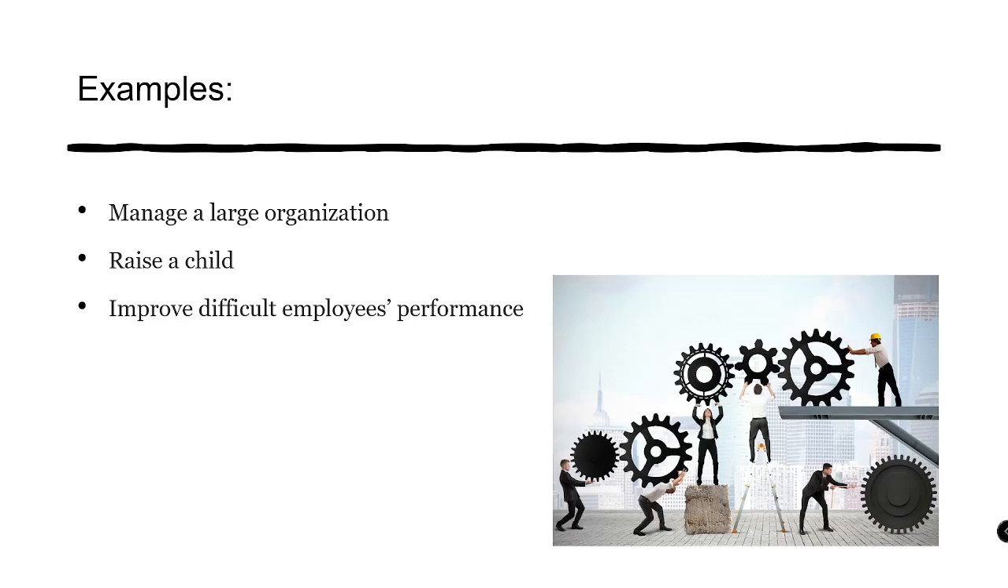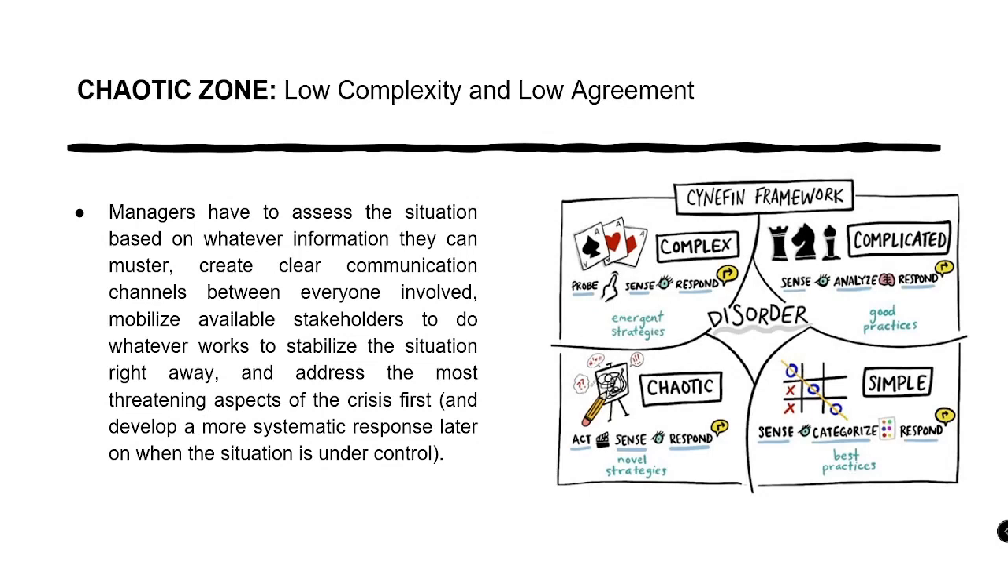These are some real-life examples of the complex zone: manage a large organization, raise a child, improve difficult employees' performance. If the complexity is low and the agreement is low, then it's called the chaotic zone. This domain is characterized by a lot of uncertainty, unpredictability, and disagreements. In this domain, there is no clarity on the requirements, people, or technology. There is high turbulence, no direct relation between cause and effect.